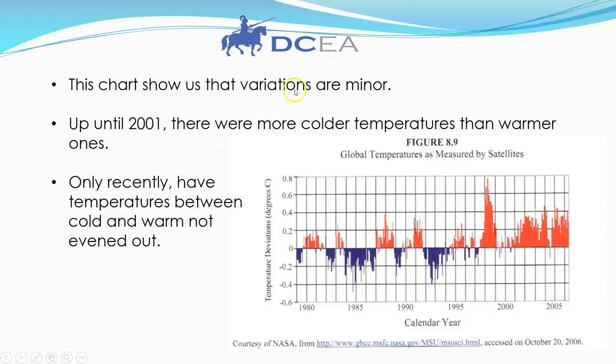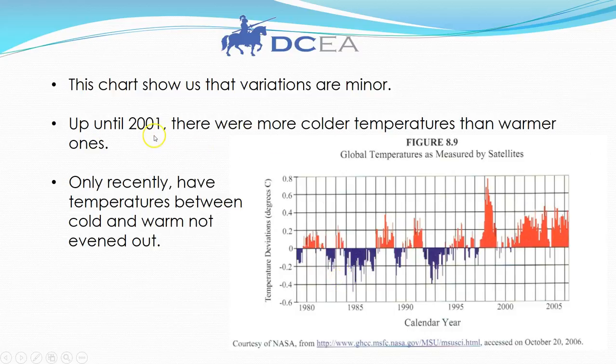This chart shows us that variations are minor. To find out how to read a chart, the first thing you want to look at is the measurements they're using to actually record data. There's a very small difference between 0.6 and 0.4. So the variations that it will show will be very slight variations.